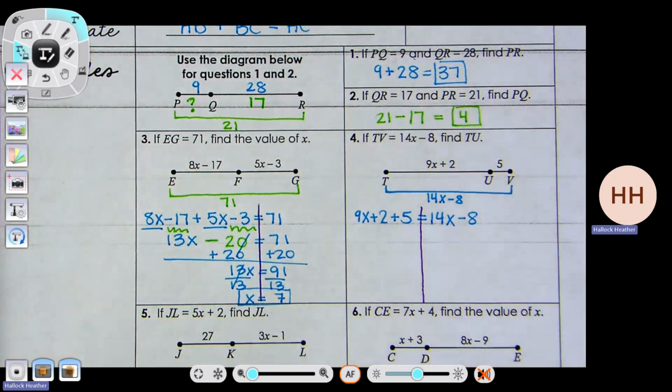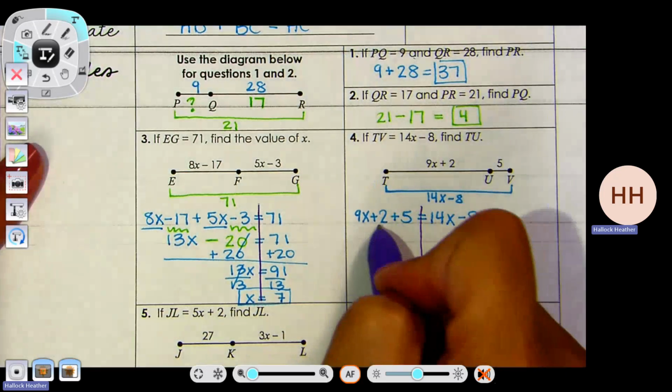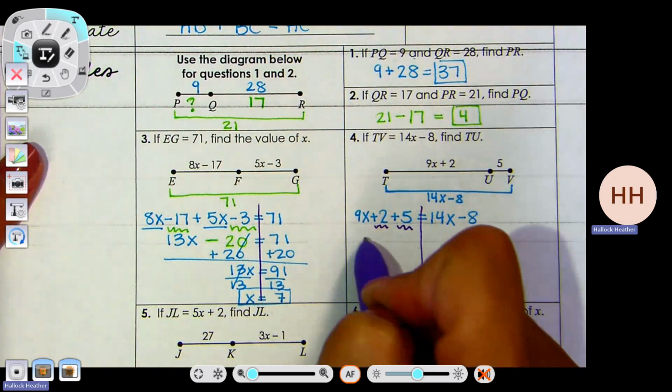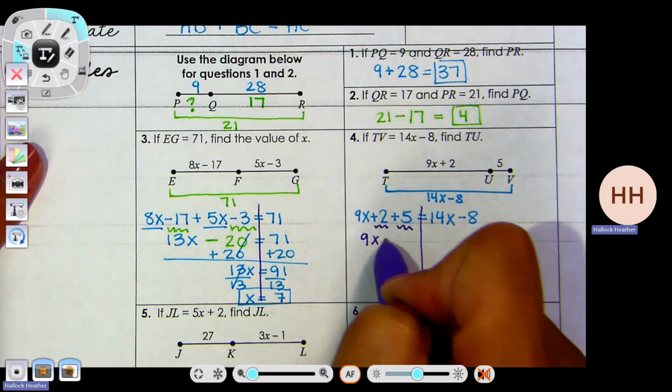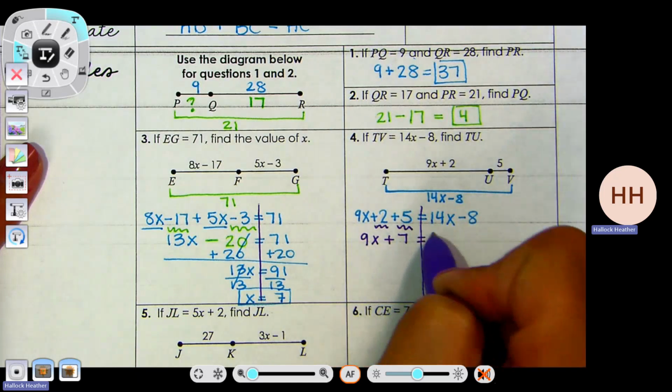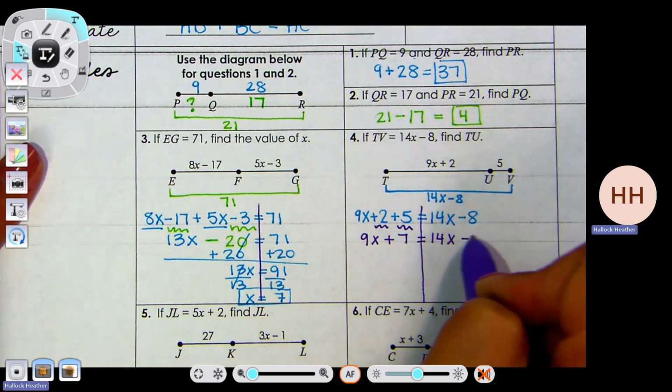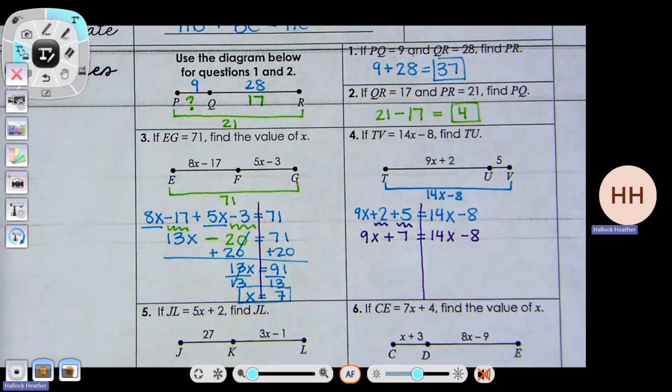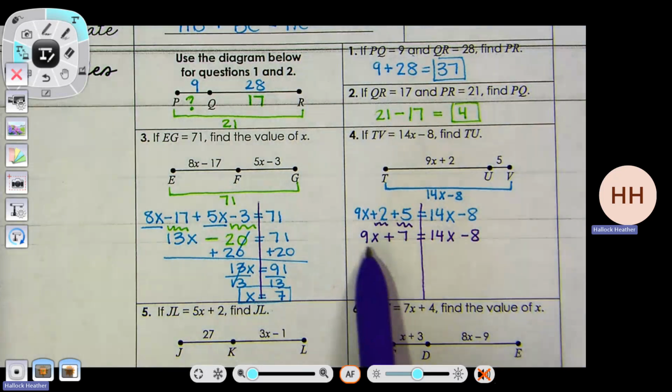On the left side, there's two things that can come together. What two things on the left side can actually reduce? 2 and 5. They're both numbers, so I can bring those together. So I actually have 9x plus 7 equals 14x minus 8. So the problems are obviously not going to be identical to each other, but it's a similar kind of concept. I have an x and a number. I have an x and a number. I can't reduce anything else.